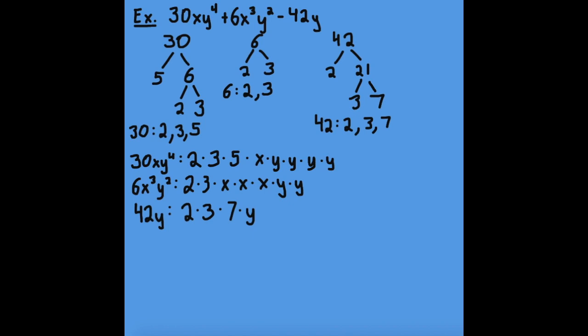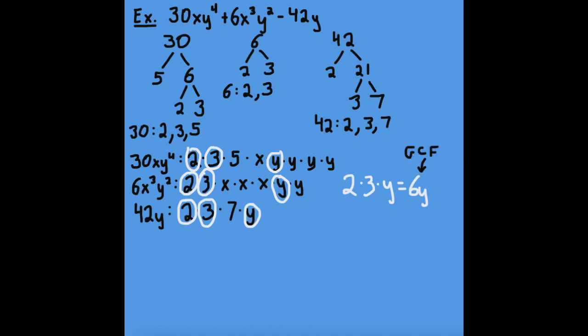Now, let's see what all three of these have in common. All three have 1, 2, 1, 3, and 1 y in common. We get 2 times 3 times y, which equals 6y. So the GCF is 6y. So what we're going to do now is write 6y with the parenthesis next to it.